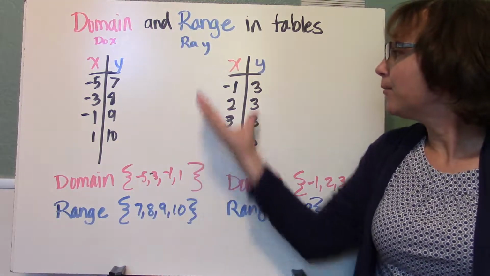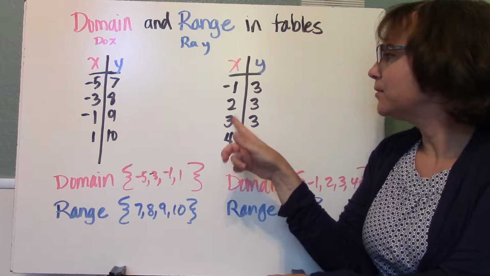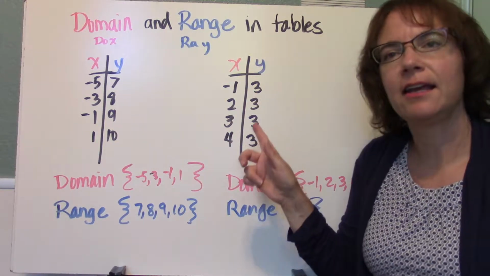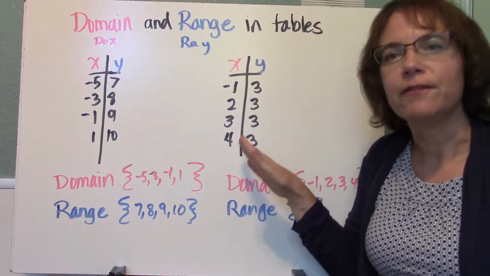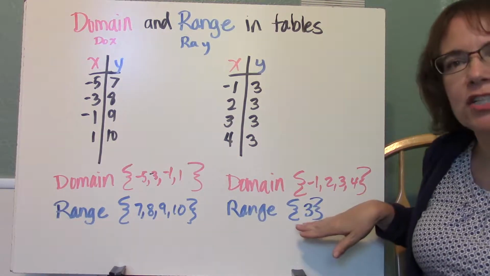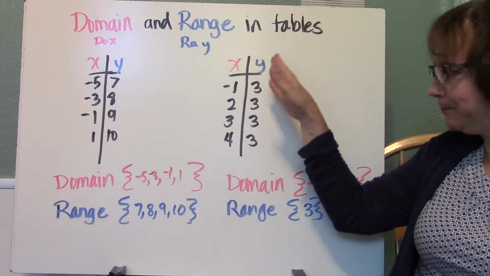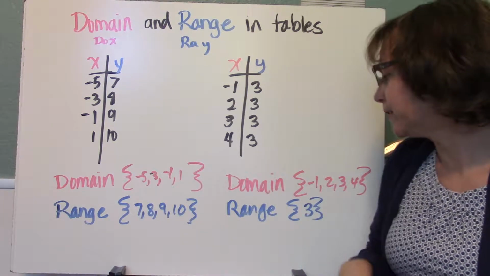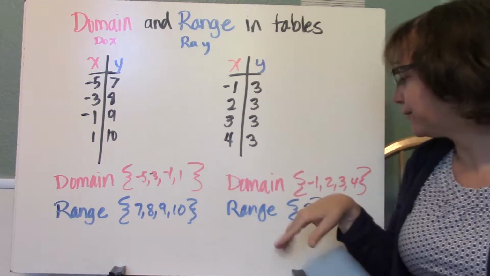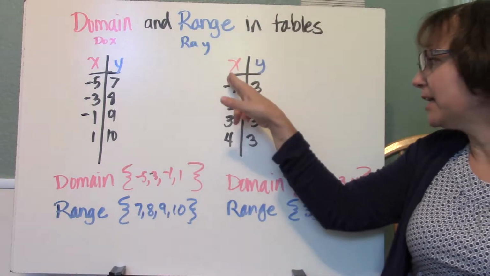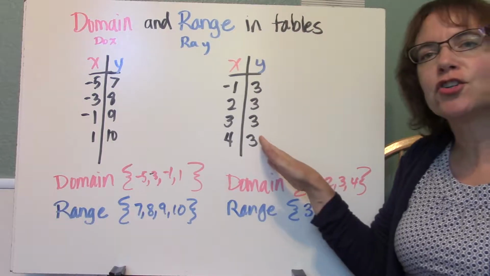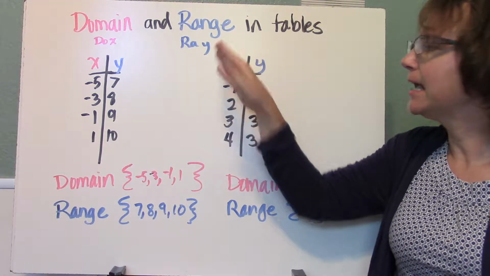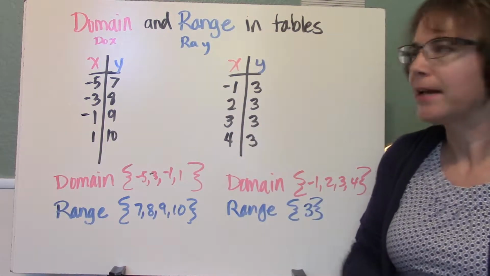Now over here, we've got our X values always giving us the same Y value. It's always equaling 3. And so we don't write all of these 3's for our range. We just write the 3 in the set notation. We don't need to write all of the 3's in there. It just can take on the value of 3. So our domain here is just -1, 2, 3, and 4. And our range is just our Y values, just 3.